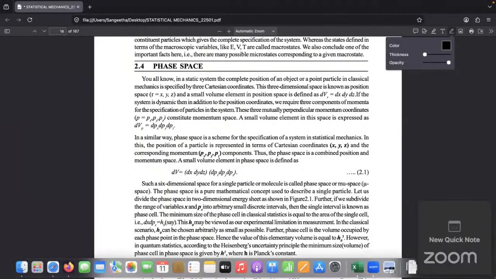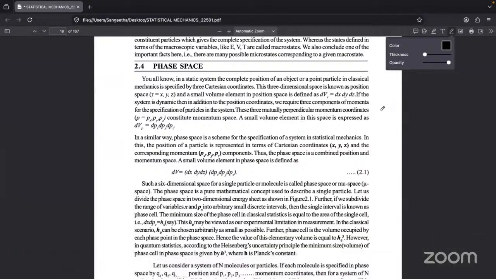Next we will see what is phase space. In general, in statistical mechanics, we will study 3-dimensional space, with 3 coordinates: x-axis, y-axis, z-axis. We will write a volume dV as dx, dy, dz. This dx, dy, dz is called position coordinates, and position coordinates are represented with q.